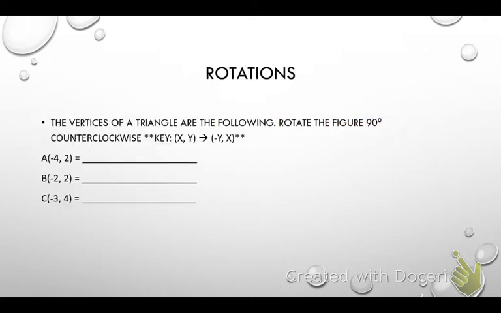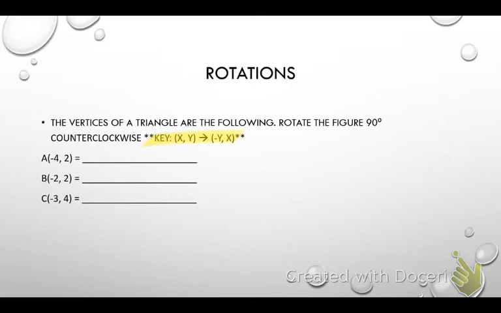Reflections. Now let's do rotations. And on the test, any of the rotations is open game. 180, 90, 270, but I am going to give you the key. The key tells you how the ordered pairs are changing. Go ahead and do A, B, and C.